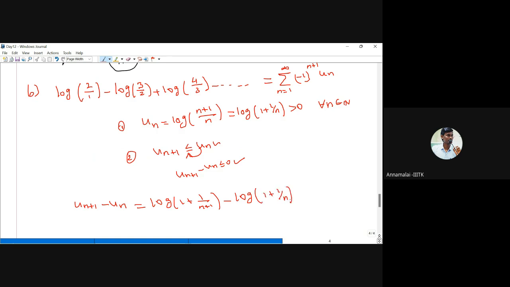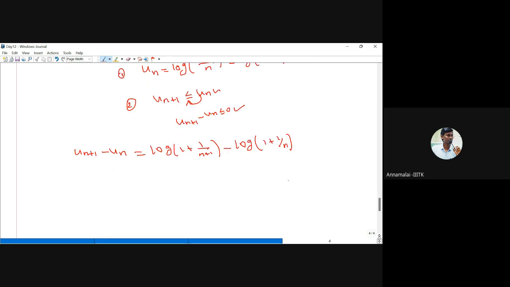Now we know that log a minus log b is nothing but log of a by b. So this is equal to log of, if you simplify this, n plus 2 by n plus 1 divided by n plus 1 by n, right? I simplify, this is nothing but n plus 2 by n plus 1. Now I can write log of n plus 2 by n plus 1 into n by n plus 1.